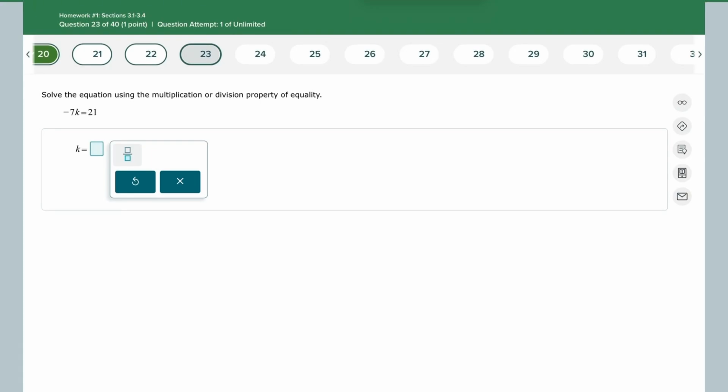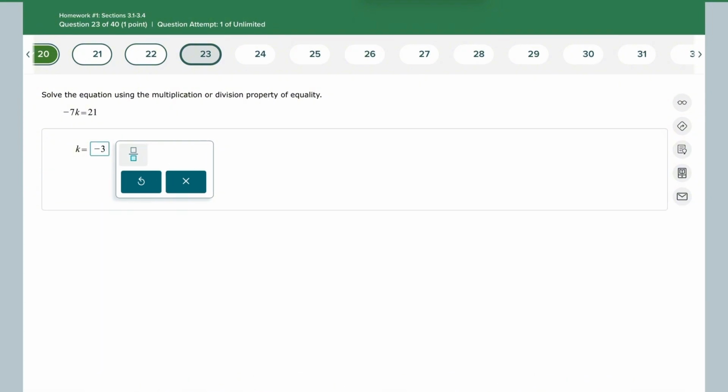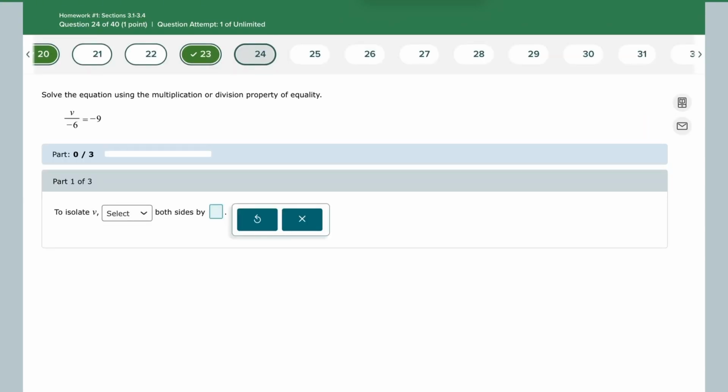Now for this one, all you do is divide because we have no adding and subtracting. Even though you see a minus in front of 7, that is not subtracting. That is a negative 7k. So 21 divided by negative 7 is negative 3. And this would be the opposite, so I'll go through this one.